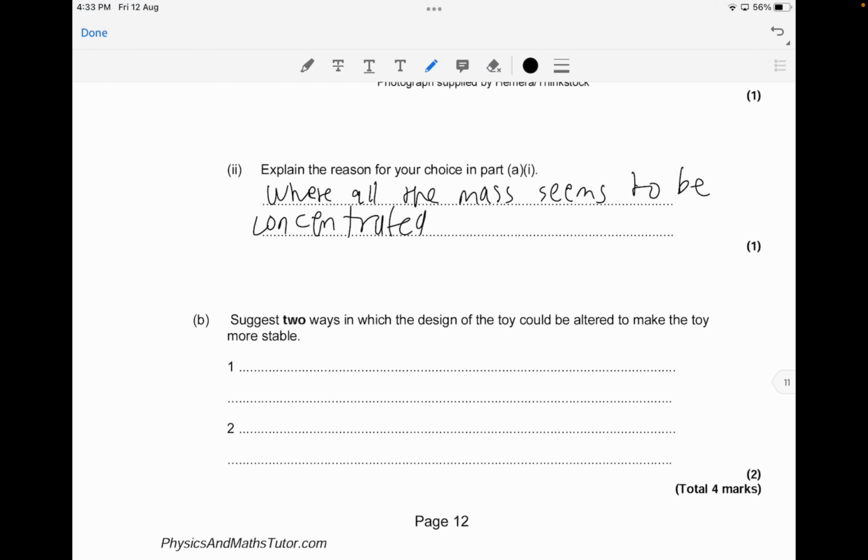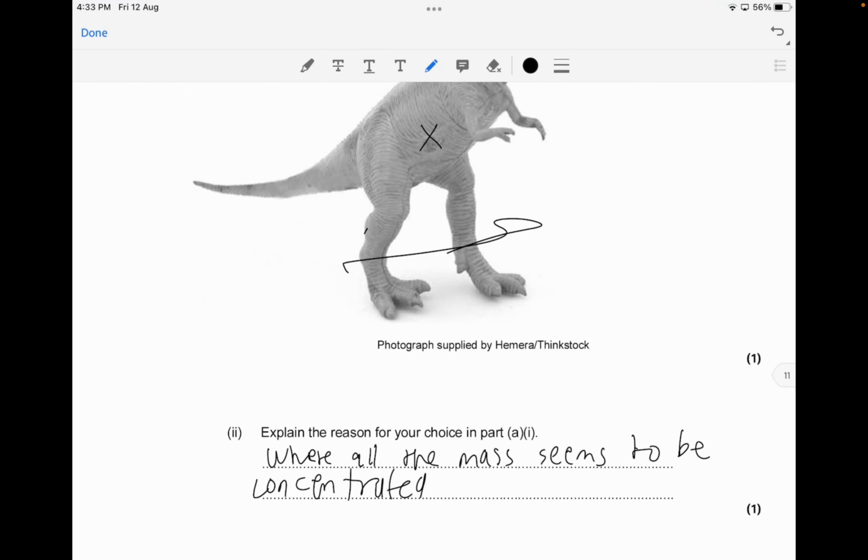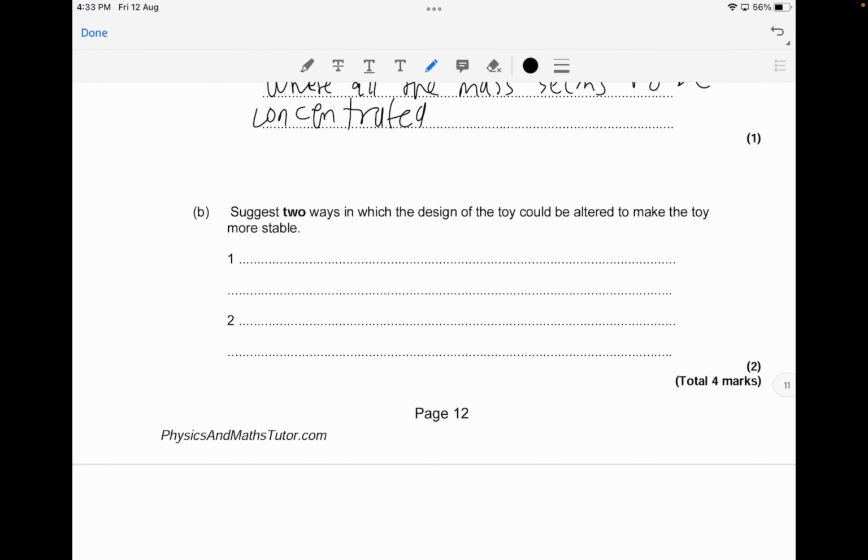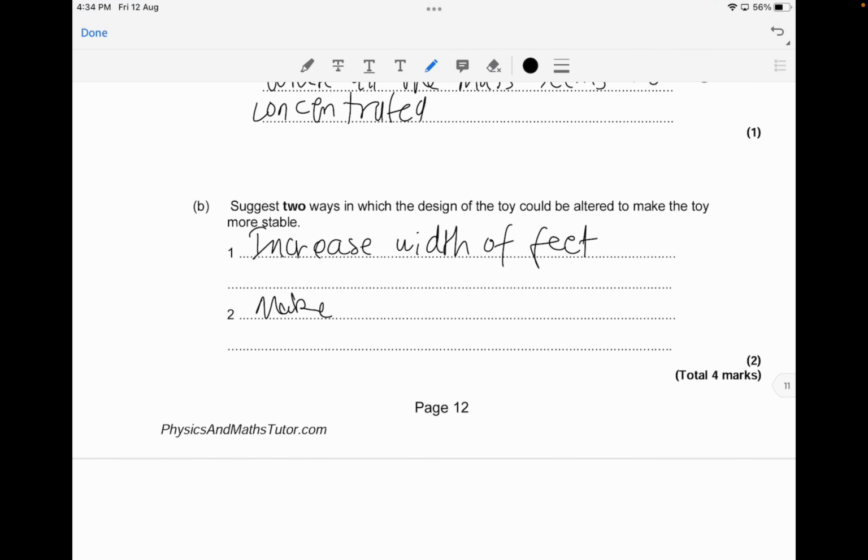Give two ways in which the design of the toy could be altered to make the toy more stable. What we can do is maybe increase the width of these feet. I think width is going to make it better. Maybe you can make the legs heavier so that it doesn't fall. So I'm going to say increase width of feet. We can also say make legs heavier.